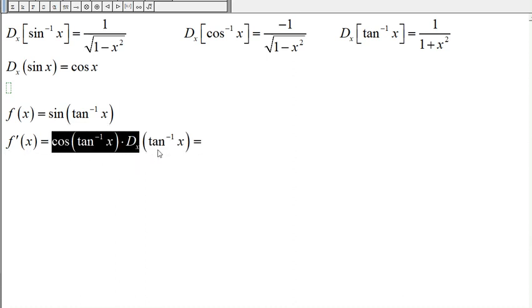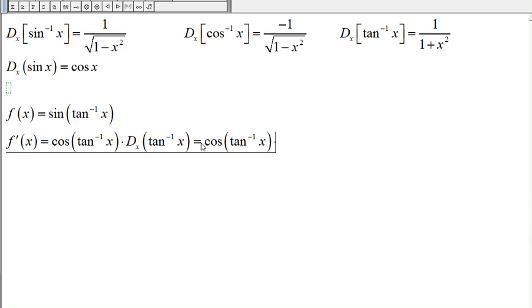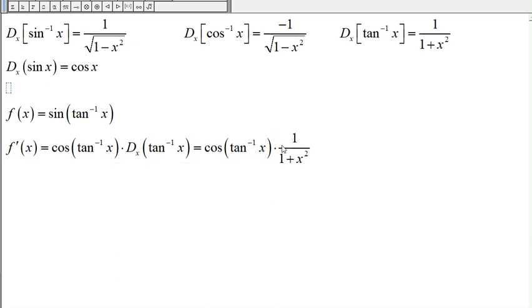And so now we get this, but the derivative of tangent inverse of x is 1 over 1 plus x squared. So the final answer will be this.